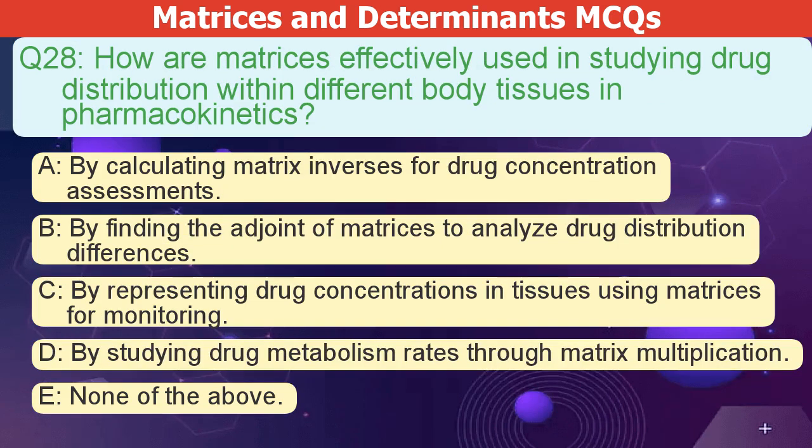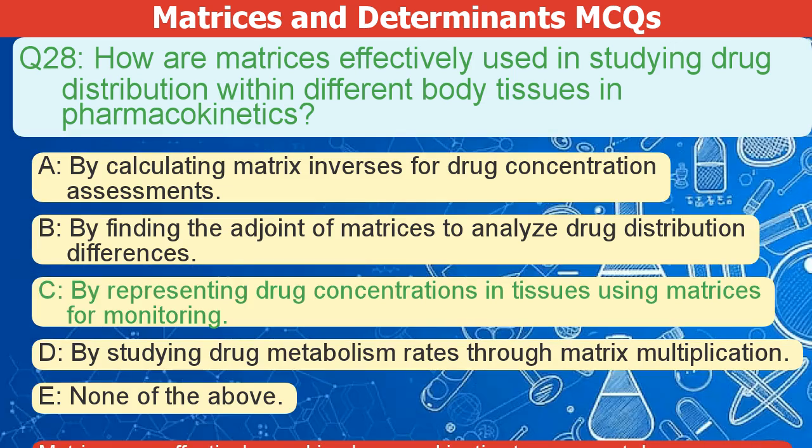How are matrices effectively used in studying drug distribution within different body tissues in pharmacokinetics? A. By calculating matrix inverses for drug concentration assessments. B. By finding the adjoint of matrices to analyze drug distribution differences. C. By representing drug concentrations in tissues using matrices for monitoring. D. By studying drug metabolism rates through matrix multiplication. E. None of the above.